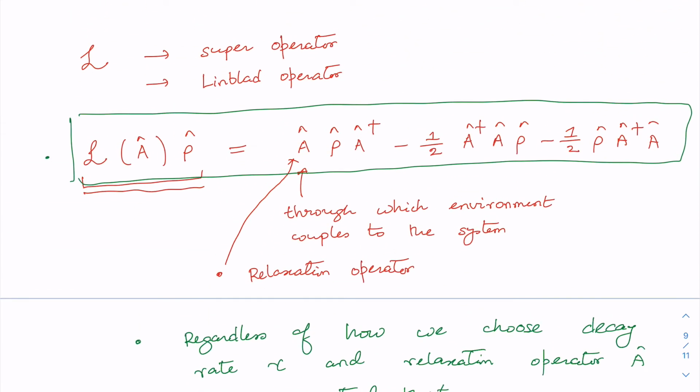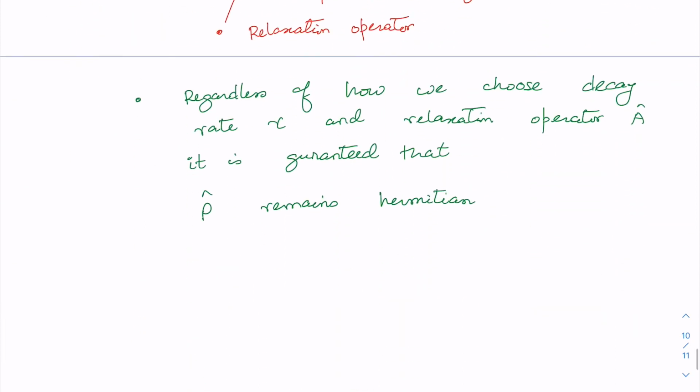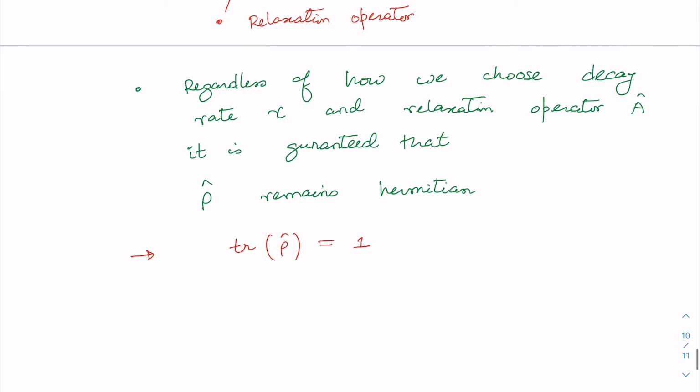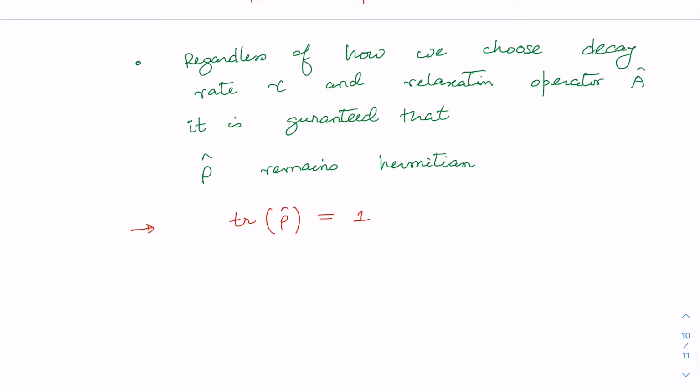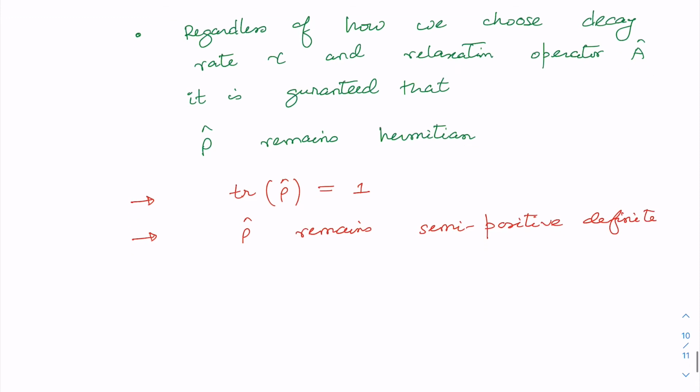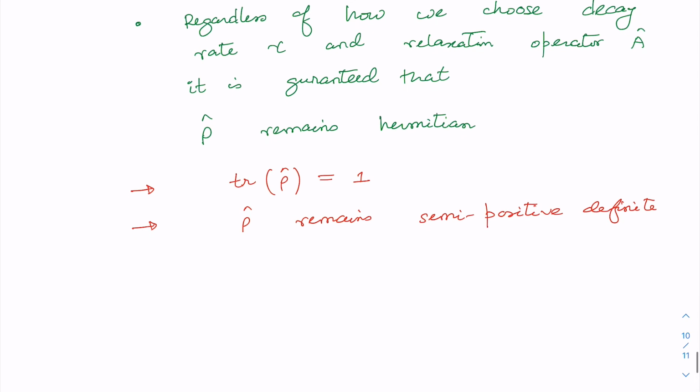If you pick up any other structure, then this is not going to be the case. It also ensures that the trace of rho is maintained, equal to 1, and that rho remains positive semi-definite. That means the diagonal elements of the density operator are always positive, they cannot be negative.